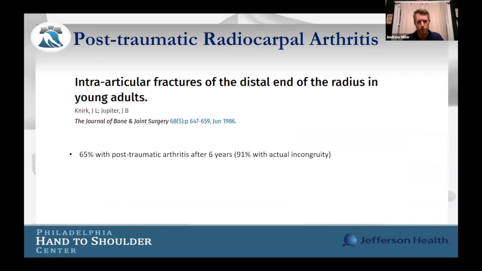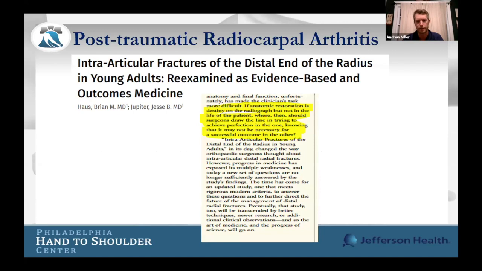So, and Peter mentioned this, Jupiter's paper really goes back to the 80s, regarding intra-articular fractures of the distal end of the radius, and how there was a significant amount of post-traumatic arthritis several years after these injuries. Now, he did retract a little bit, or at least criticized some of the methodologies of his original paper, but the outcomes and the conclusions were still the same.